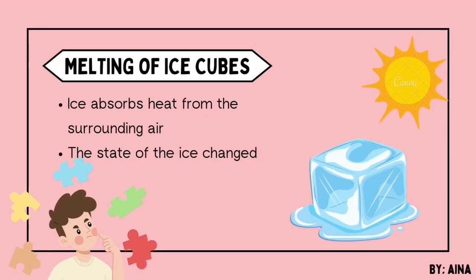Firstly, the application of the first law of thermodynamics is the melting ice cubes. Why do the ice cubes melt when left in the open air? This occurs as a result of the ice absorbing heat from the air around it, cooling the air and turning the ice to water. In this illustration, the ice undergoes a change in condition due to the absorption of heat.